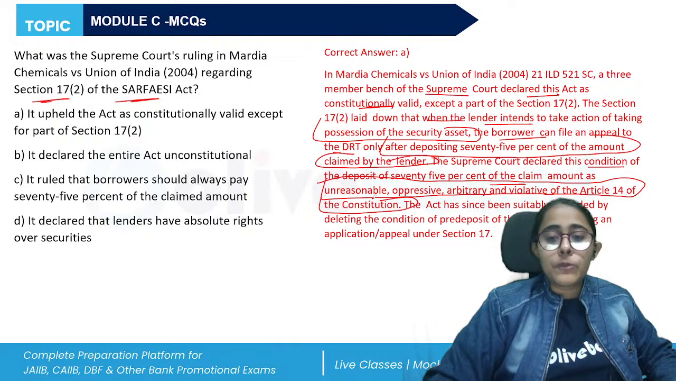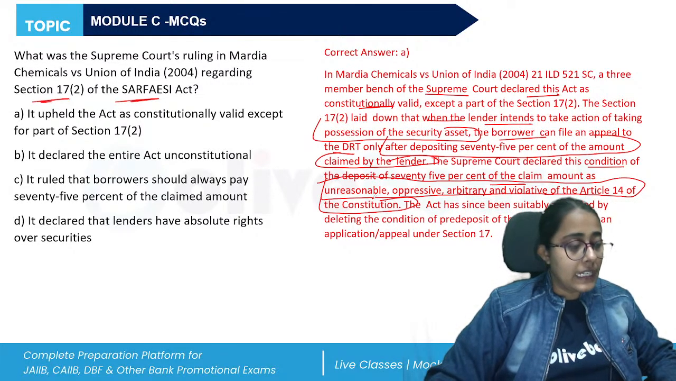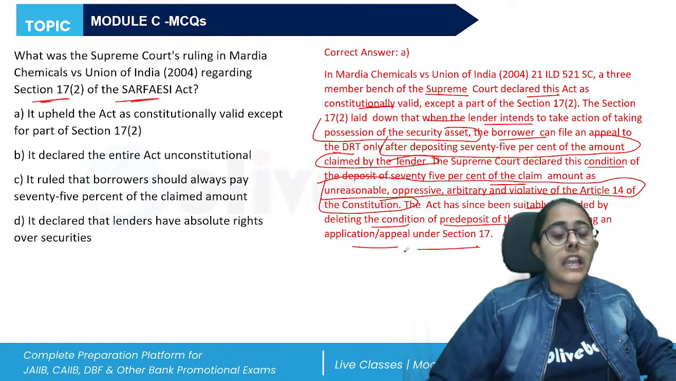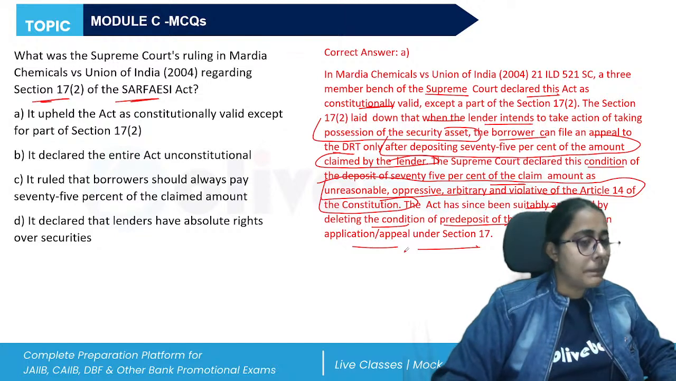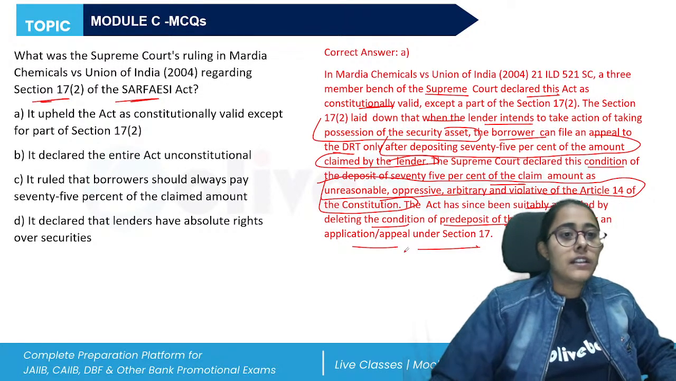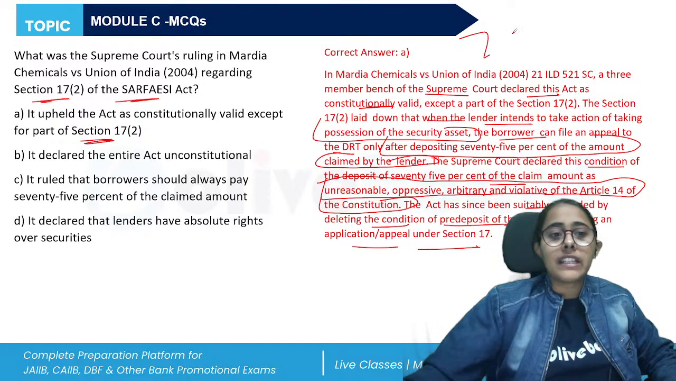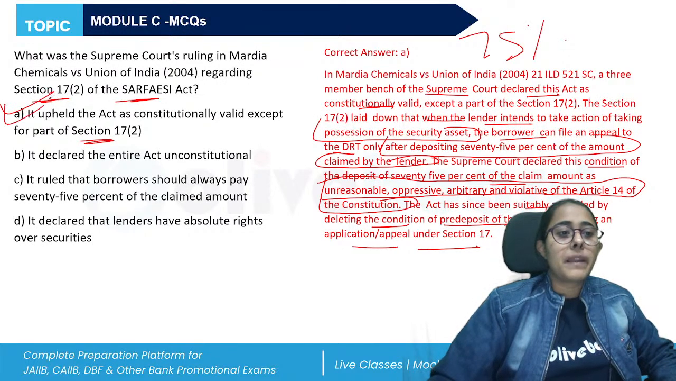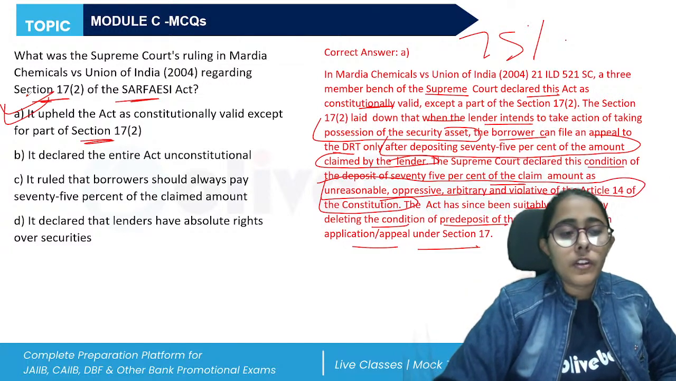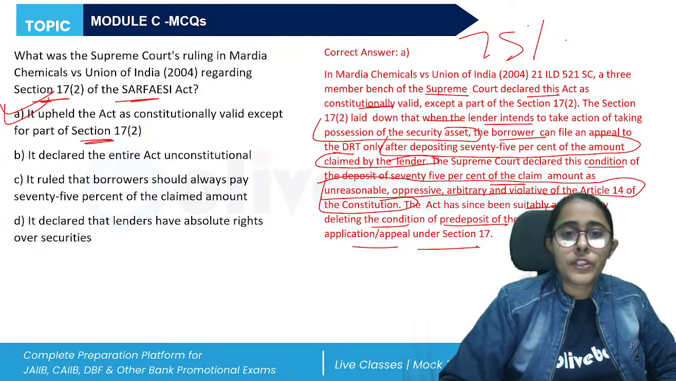Alright, so the Supreme Court held that it is violative of our fundamental right, Article 14, and thus it said that we should amend the Act, deleting the condition of the pre-deposit of the amount for filing the appeal under section 17. So the whole act was not repealed. It was upheld. It was said that the act is fine, but we need to amend section 17, which says that 75% of the amount should be paid before the borrower can make the appeal. Alright, so this is correct, option A.